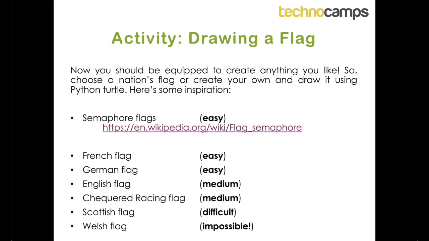There's the French flag, German flag. If you want to challenge, the English flag or one of the other flags that uses a plus symbol, the checkered racing flag. So that's lots of small squares, all the same size, some black, some white, and they just alternate. The Scottish flag is very difficult. There's some very interesting angles involved in that one. And of course, the most difficult flag to draw, really, is the Welsh flag, because think about all the angles involved drawing a dragon.